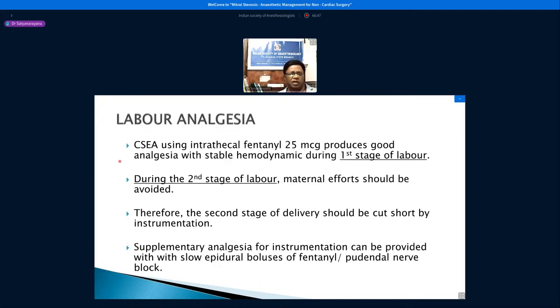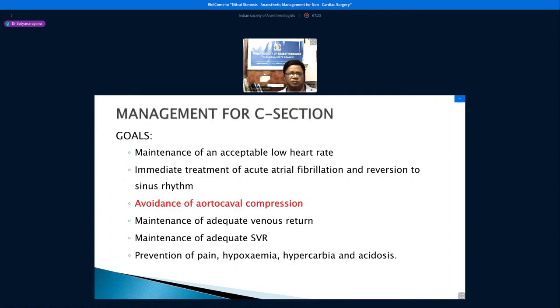A word about labor analgesia: the analgesia is ideally provided with CSEA, combined spinal epidural, using intrathecal fentanyl only, intrathecal fentanyl 25 mics during the first stage of labor. But during the second stage of labor, maternal efforts are to be avoided. To avoid maternal effort, the second stage should be cut short by instrumentation. For instrumentation, supplemental analgesia in the form of low dose epidural fentanyl or pudendal nerve block is to be advocated in the second stage of labor.